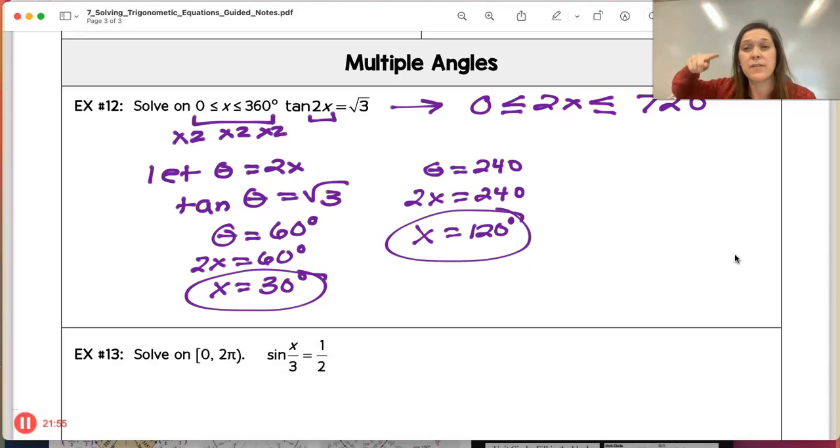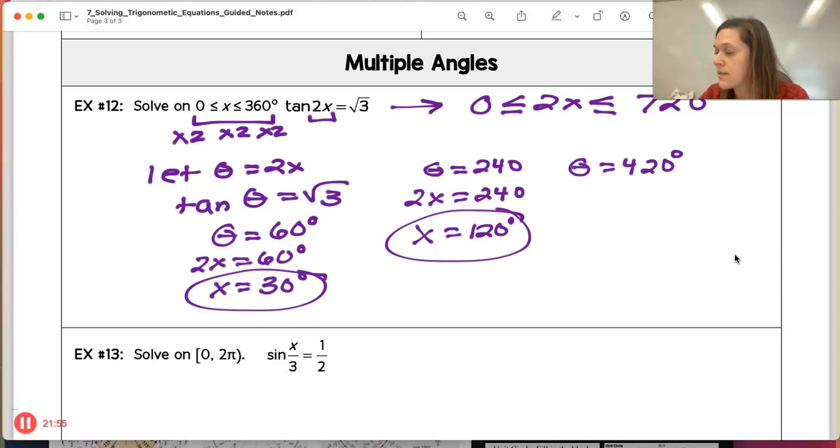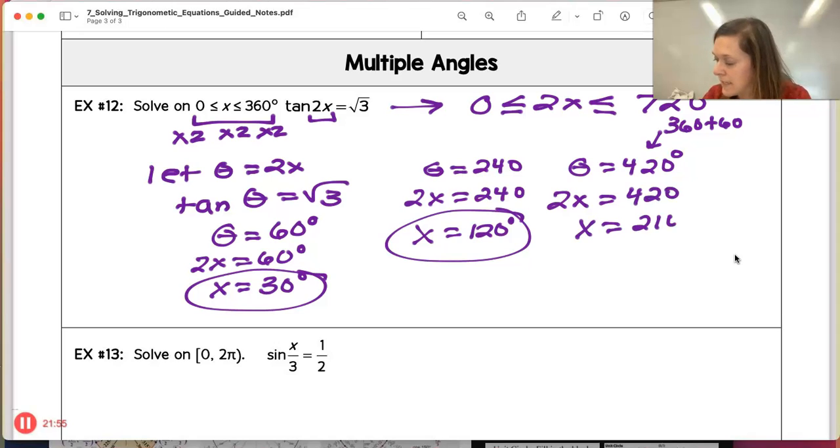But remember I had to go to 720. I had to do 2 rotations. So now I have to find the coterminal angles of that. So what's the coterminal angle of 60? Well, 60 plus 360 is 420. So theta can equal 420 degrees. So here I'm just doing 360 plus 60, which means 2x equals 240, or I was going right to the answer. So 420, so x is equal to 210 degrees. And then the coterminal angle of 240 degrees, so 240 plus 360 gets me 600, which means 2x has to equal 600, which means x has to equal 300.